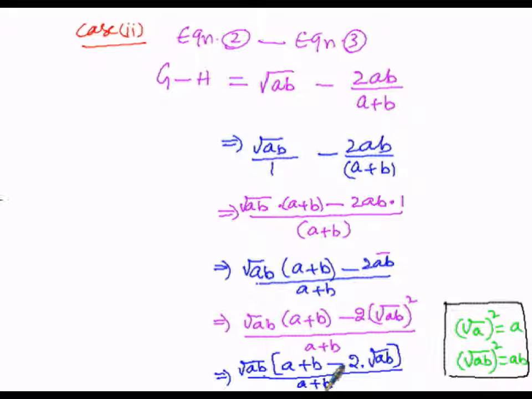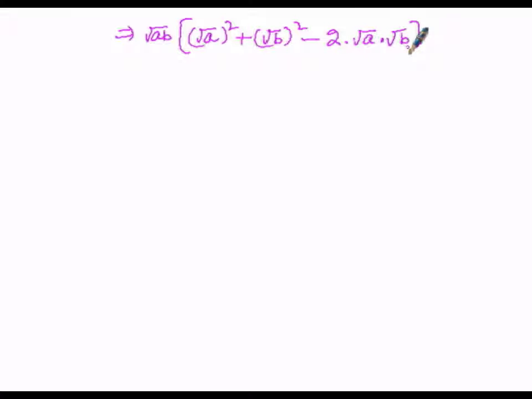Then, as per this condition, a can be written as root a whole square, and b can be written as root b whole square, and root of ab can be split as root a into root b. Then the next logical step: root ab square bracket, so a can be written as root a whole square, and b can be written as root b whole square, minus 2 into root a into root b, whole divided by a plus b.